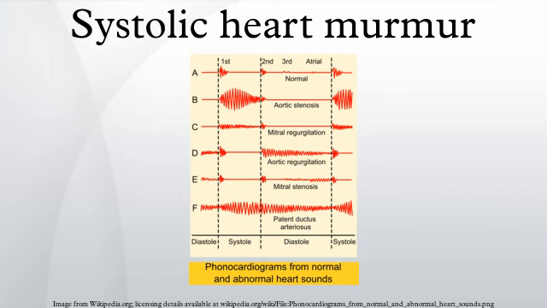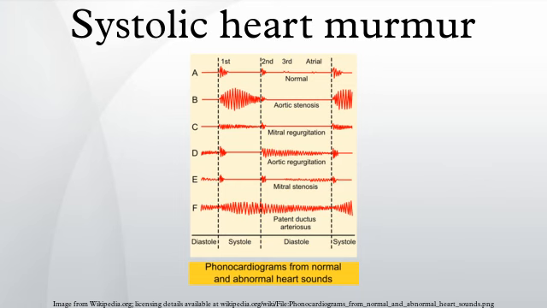Late systolic murmurs start after S1 and, if left-sided, extend up to S2, usually in a crescendo manner. Causes include mitral valve prolapse, tricuspid valve prolapse, and papillary muscle dysfunction.